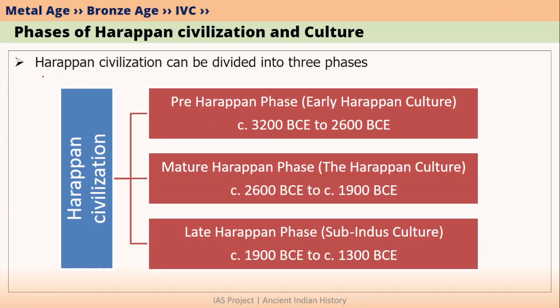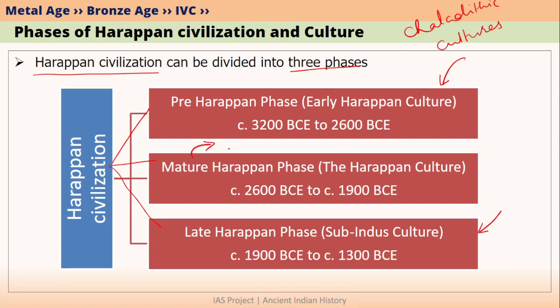In our last video, we talked about how Harappan civilization can be divided into 3 parts or 3 phases. They are nothing but pre-Harappan phase, mature Harappan phase and the late Harappan phase. We have also discussed that both pre-Harappan as well as the late Harappan phases were Chalcolithic cultures. Only the mature Harappan phase is a Bronze Age culture. In this video, let's focus on pre-Harappan phase, which is also called early Harappan culture.